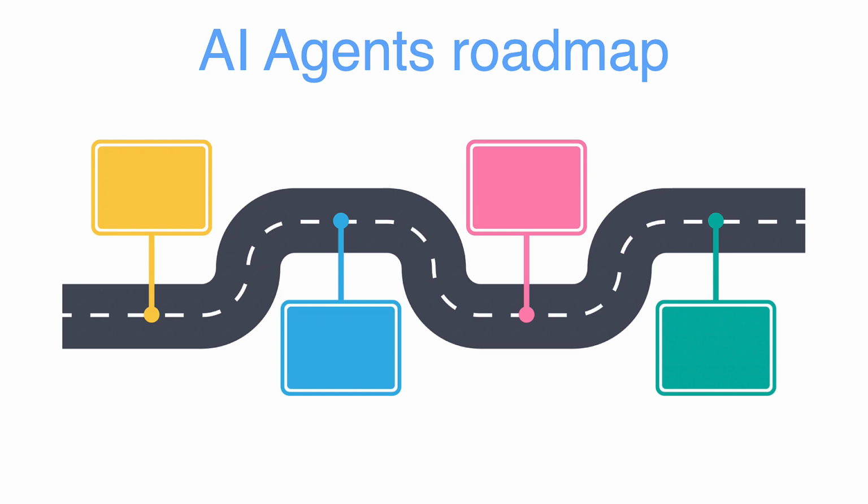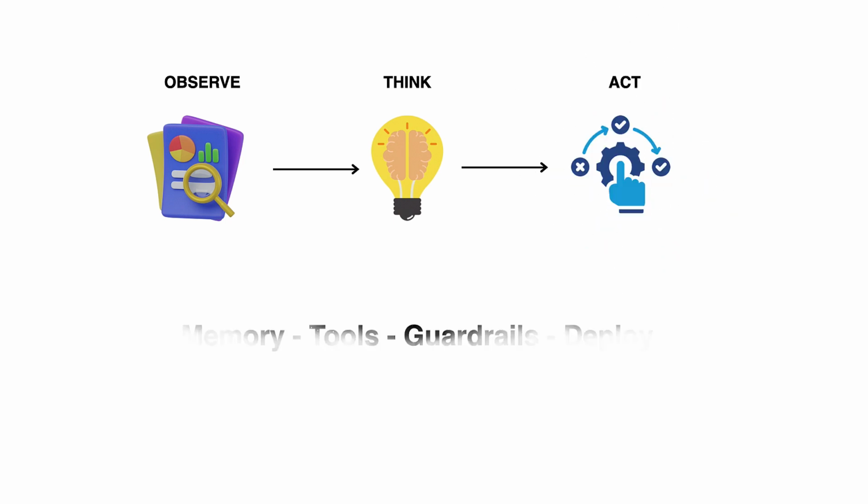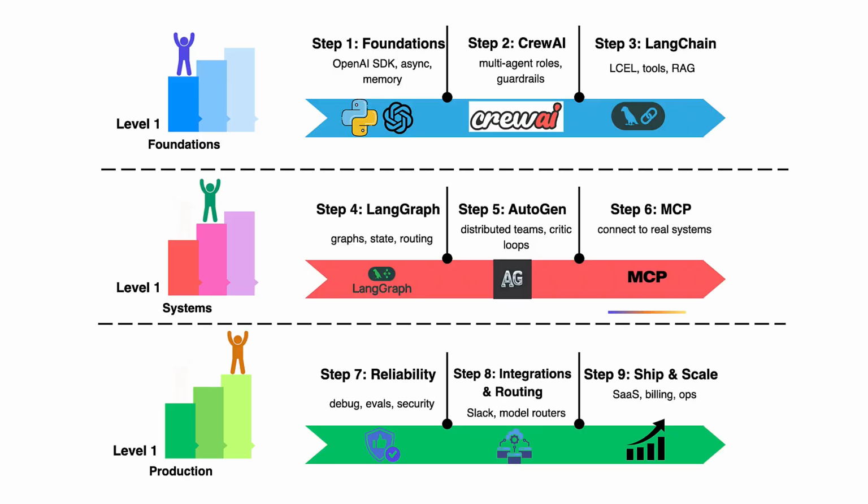AI agents are not magic. They are disciplined loops. Observe, think, and act. Plus, we add memory, tools, and guardrails. If you have been overwhelmed by frameworks and buzzwords, this video is your roadmap from zero to production-ready agent development.